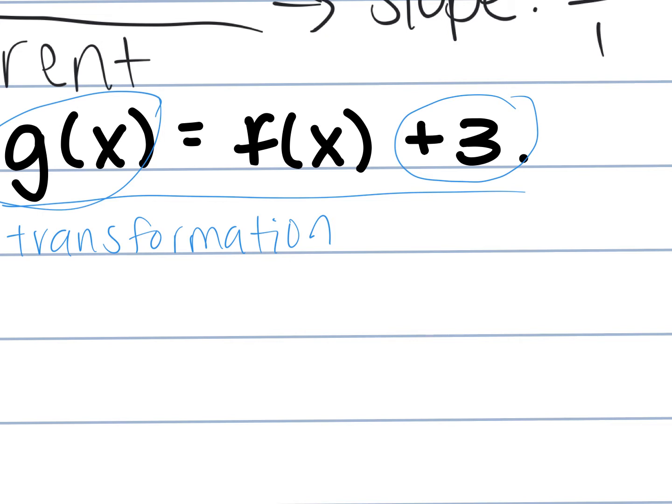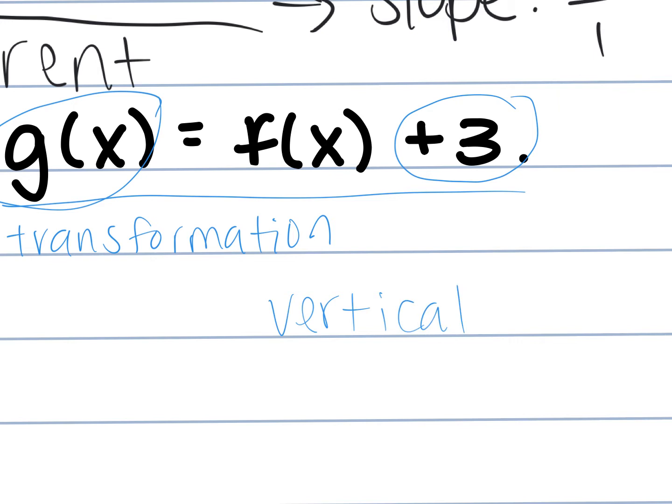Number 1, is this a vertical or a horizontal transformation? Now, that all depends on where the plus 3 is. Is the plus 3 inside the parentheses or outside? Outside. It's outside. Now, who's paying attention? If it's outside, will that be a vertical or a horizontal? David? Excellent. So write the word vertical. We know it's vertical. Okay?